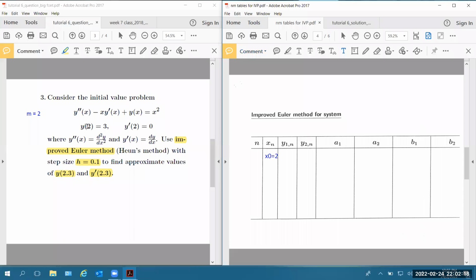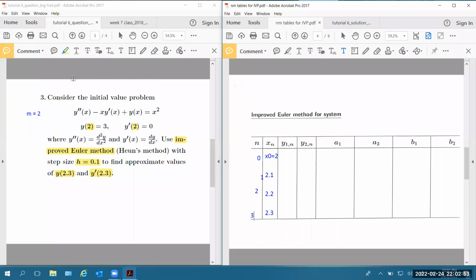You all know how to see that? See from here, y2, y prime 2. So our initial x value is 2. You want to do until 2.3, your h is 0.1, so you know what to do. Next one 2.1, 2.2, 2.3. So your n here will be 0, 1, 2, 3.